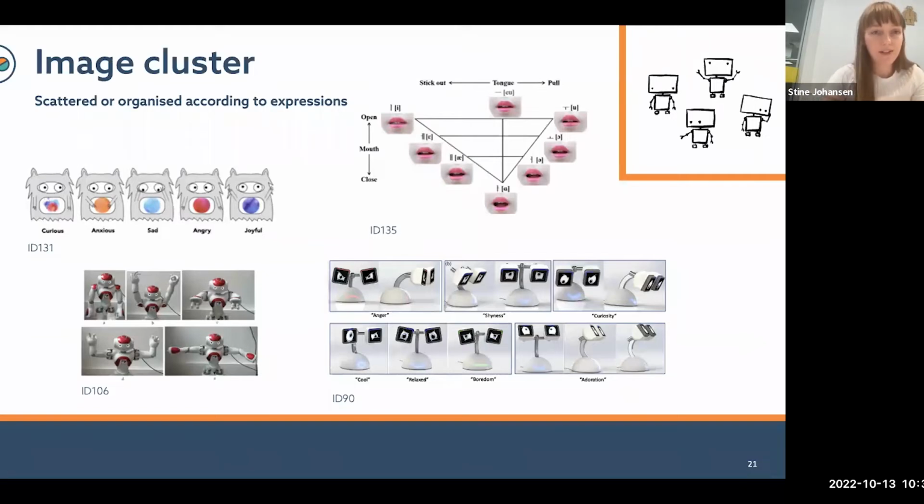Then there's an image cluster style, which shows scattered, organized movements. So this could be in photos or in sketches, as you can see. Sometimes they're organized, as you can see in the top right illustration, where they've organized the movements into how open or closed this robotic mouth is.